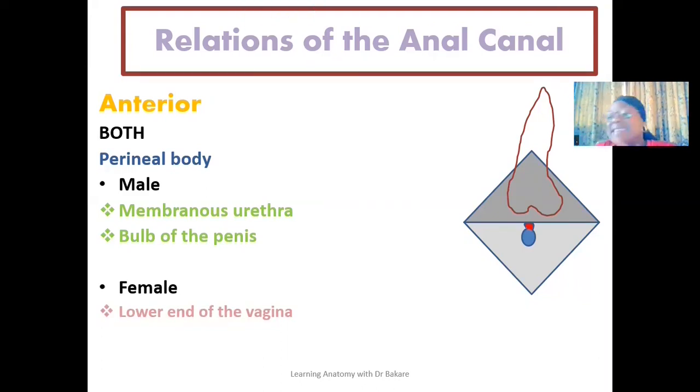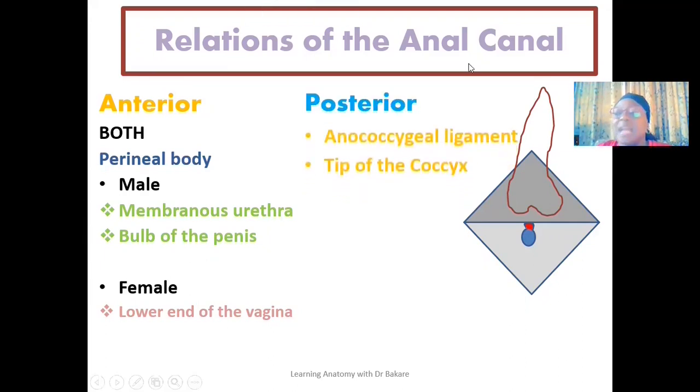The structures that are related posterior to the anal canal are the same because the reproductive systems are not located posterior to the anal canal. They are only located anterior to it. And that is why we have the same organs or structures related posteriorly to the anal canal. And posteriorly, we have the anococcygeal ligament and also the tip of the coccyx. So this is the coccyx here, and the associated ligament, which is the anococcygeal ligament, is seen at the posterior part of the anal canal. This is the anal canal here, highlighted in blue.